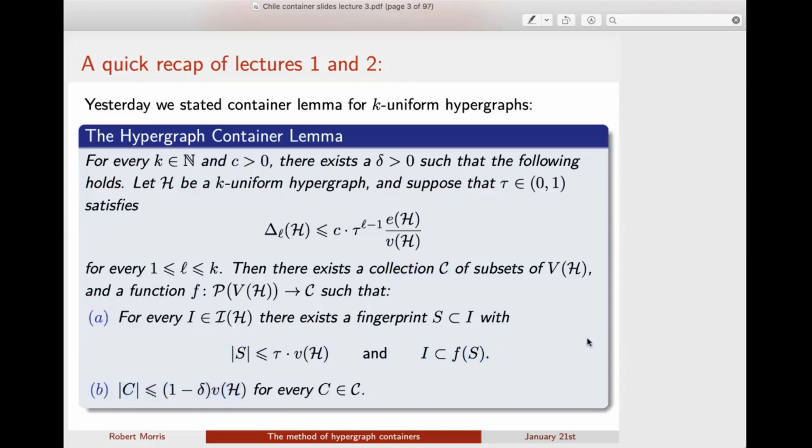So iterating this container lemma, you end up with container theorems that you like. To get a hang of this, I suggest doing some exercises: running through some simple applications, checking these conditions, how they work for particular hypergraphs, and practicing iterating it to give container theorems.